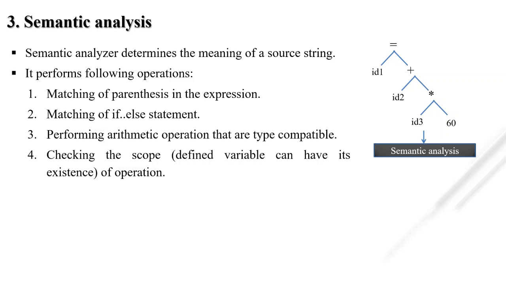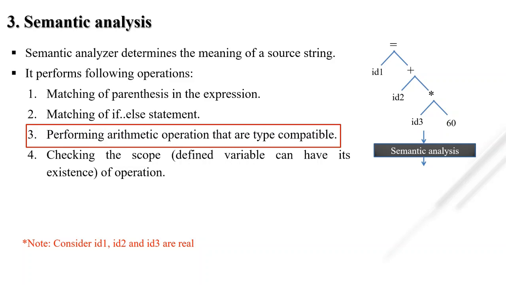Now suppose ID1, ID2 and ID3 are real, in float. Then semantic analysis checks and applies the third point, because 60 is an integer. It must be float or real. So it converts 60 into 60.0, that is integer to real, by applying integer to real on the number 60. So after semantic analysis, the syntax tree becomes as you see in the figure.